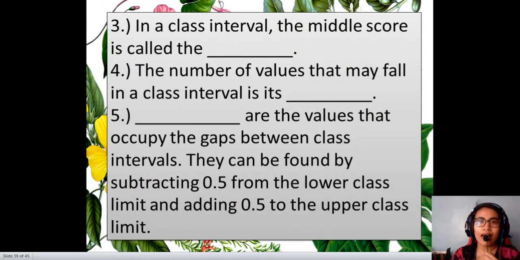Third, in a class interval, the middle score is called the blank. Fourth, the number of values that may fall in a class interval is its blank. Fifth, blank are the values that occupy the gaps between class intervals. They can be found by subtracting 0.5 from the lower class limit and adding 0.5 to the upper class limit.